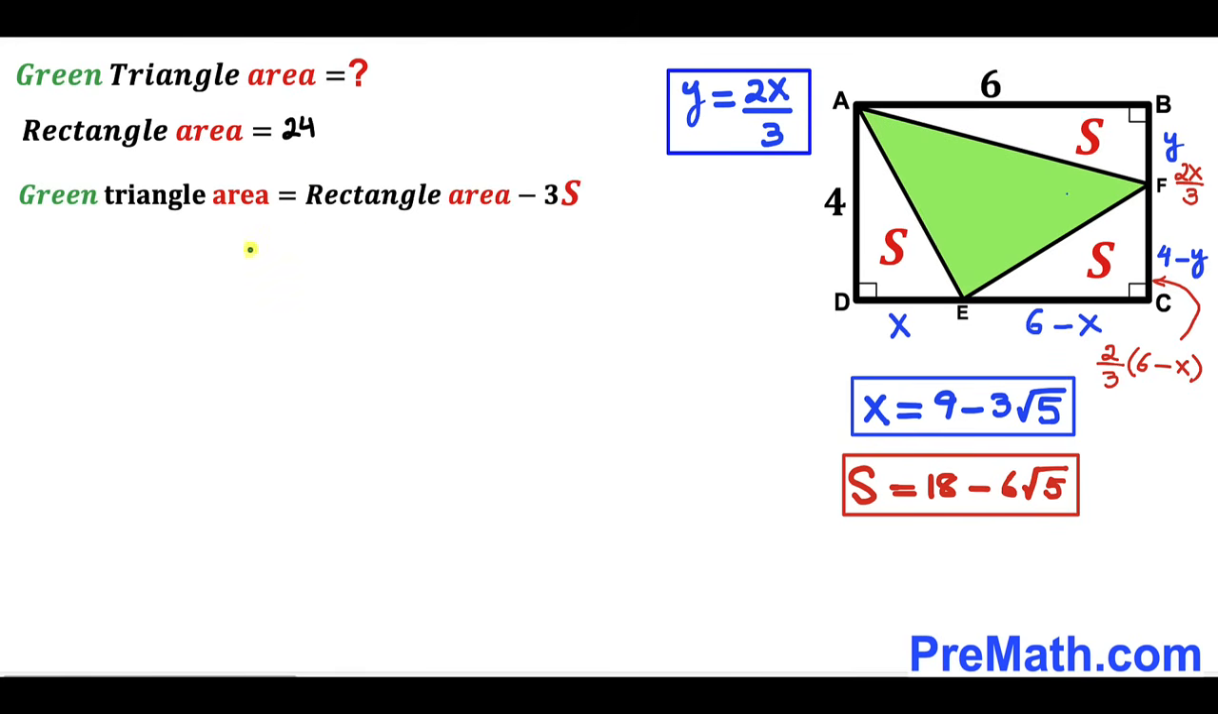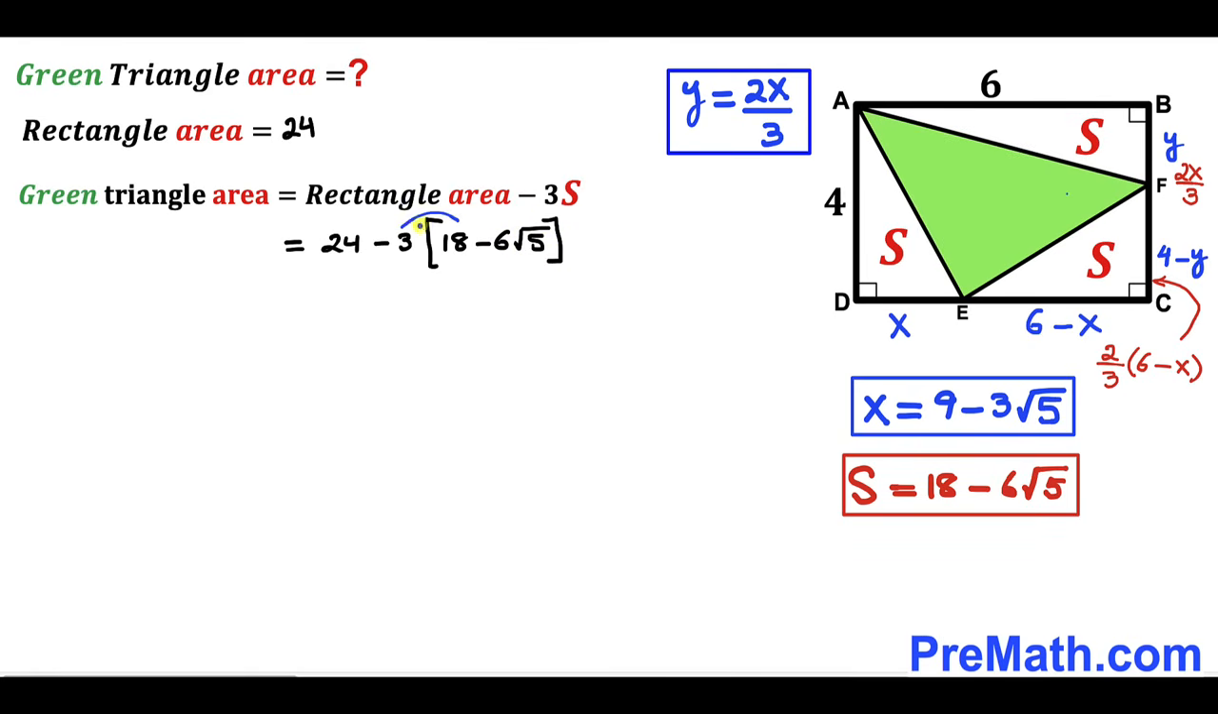And here's our final step. Let's recall this equation once again. The green triangle area is equal to the rectangle area minus 3 times the S. And here our rectangle area is 24, and our uppercase S value is 18 minus 6 times square root of 5. So let's go ahead and fill in the blanks. We can write 24 minus 3 times the uppercase S value, which is 18 minus 6 times square root of 5.